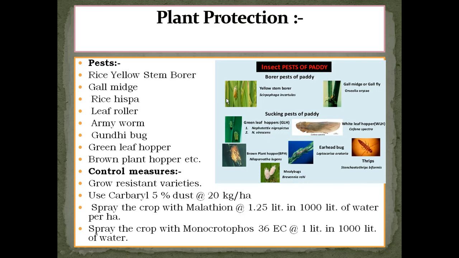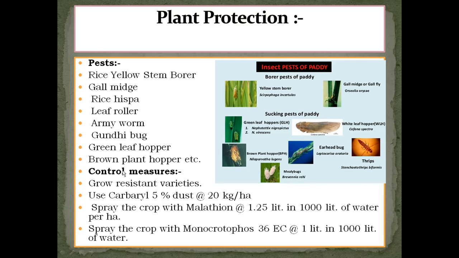The rice yellow stem borer is a major pest, infesting more seriously than the other pests. For control of the rice yellow stem borer, we have to grow resistant varieties against it. Also, use carbaryl or thiamethoxam at 5% dust at the rate of 20 kg per hectare.